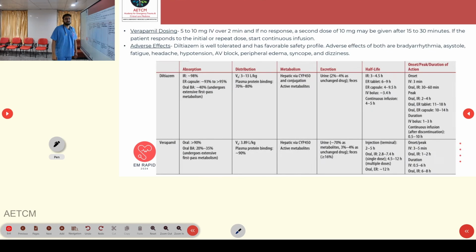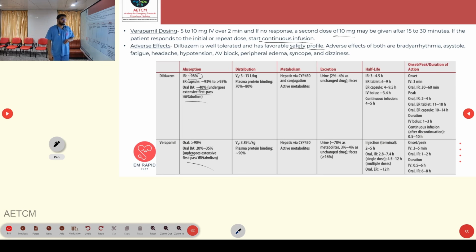Coming to verapamil dosing, we have 5 to 10 mg IV over 2 minutes, and if there is no response, we can give a second dose of 10 mg after 15 to 30 minutes, and if the patient responds, we can start a continuous infusion. As for adverse effects, diltiazem is well tolerated and has a favorable safety profile, whereas the adverse effects of both are mainly bradyarrhythmias, asystole, fatigue, hypotension, headache, AV blocks, syncope, and dizziness. Diltiazem's oral absorption is around 98%, whereas the oral bioavailability is around 40%, as it undergoes extensive first pass metabolism.